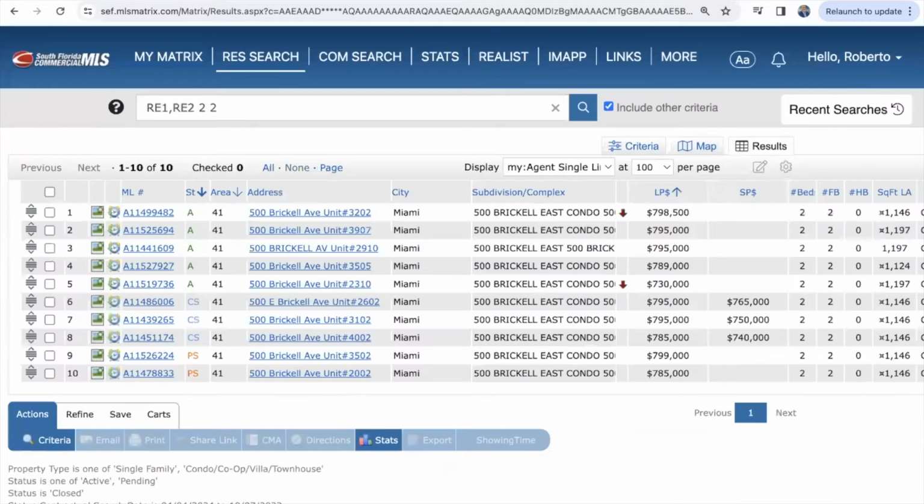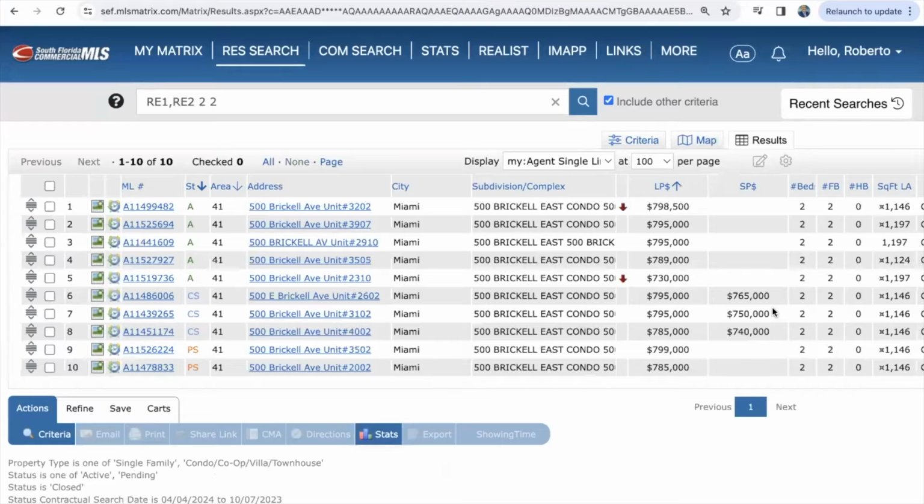Let's click on results. Here are our results. We have 3 sales in the last 6 months: 740, 750, and 765. So does that give you a better idea right away what a 2-2 in this building goes for? Take a look. All active list prices are between 730 as the minimum and 800,000 as the max, pretty much. And our sales are coming in at 765, 750, and 740. So admittedly, this is a very easy comparable to do.